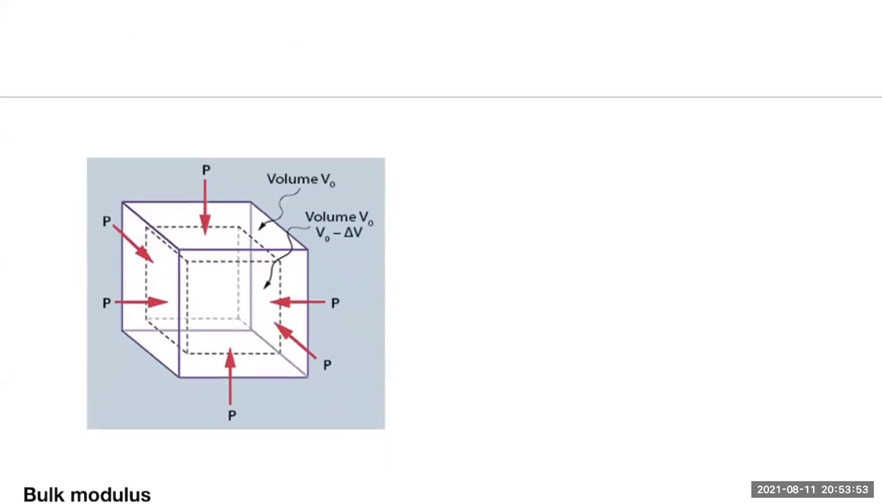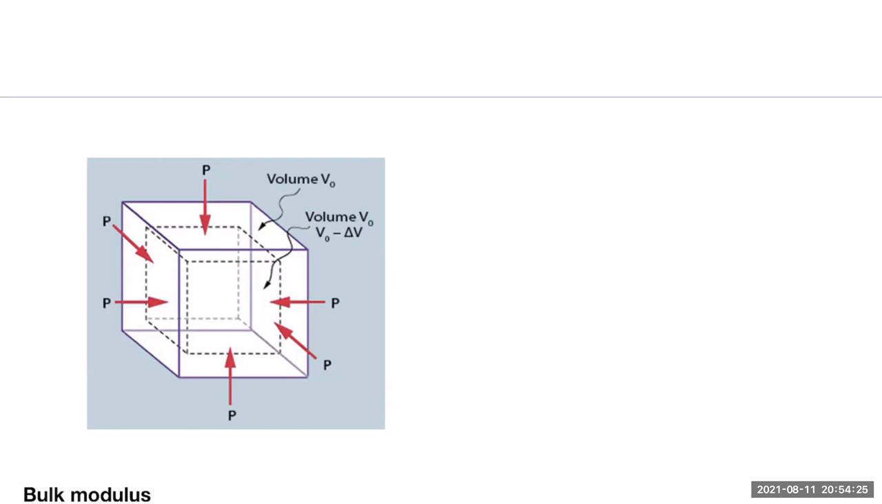So here is a three-dimensional piece of substance. Okay, its original volume is V naught, and that is indicated by the outer profile in this drawing. Now suppose I apply a pressure in all directions. Under this pressure, the thing gets smaller, okay? The volume decreases by an amount delta V. So how much delta V do we get out of this pressure? Well, this is described by the bulk modulus, as you learned from the previous chapter.